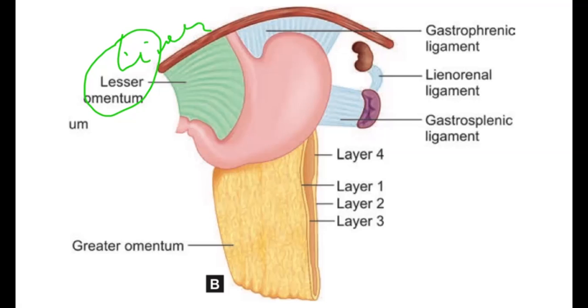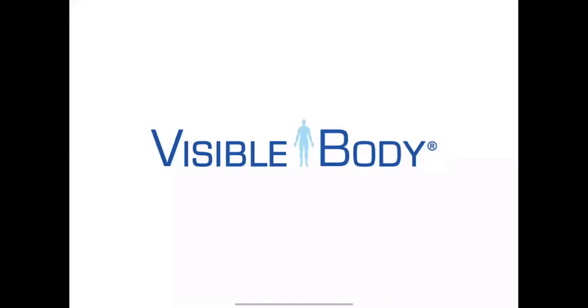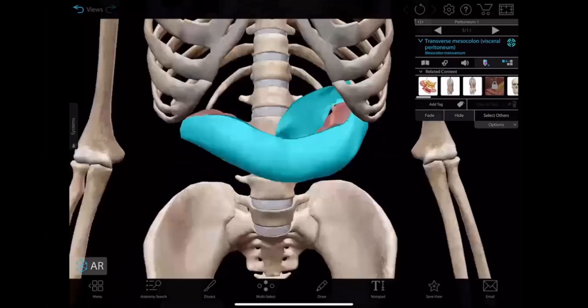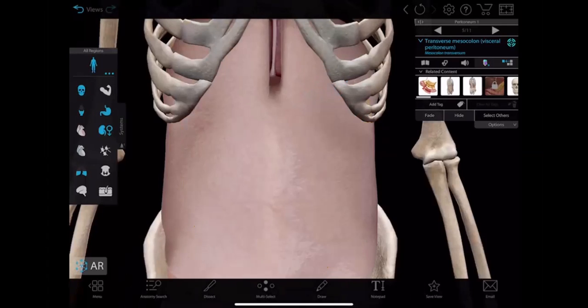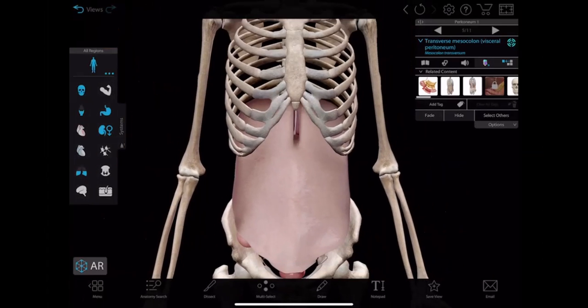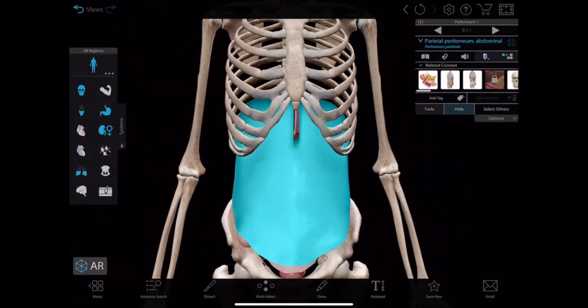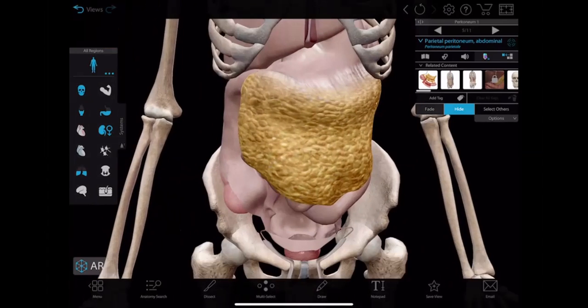Okay. So after you learn the embryological development, it will become very easy, right? Okay. Let me know if you have any doubts.